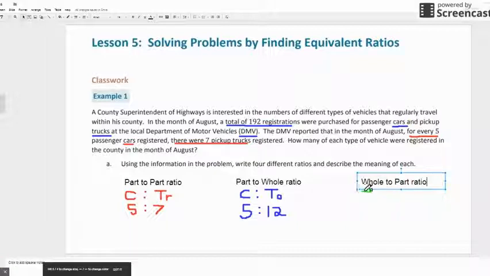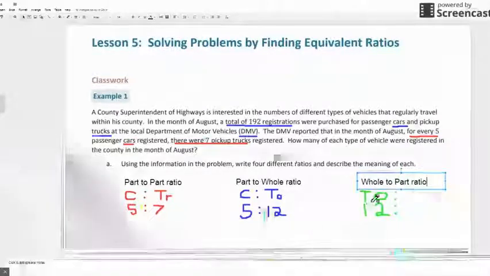Our total, or TO. So again, this is part of the description. Our total of 12 and comparing it to a part. Well, I could use cars again because remember we change them around. We flip the numbers around. That is a different ratio because it's comparing in a different way.